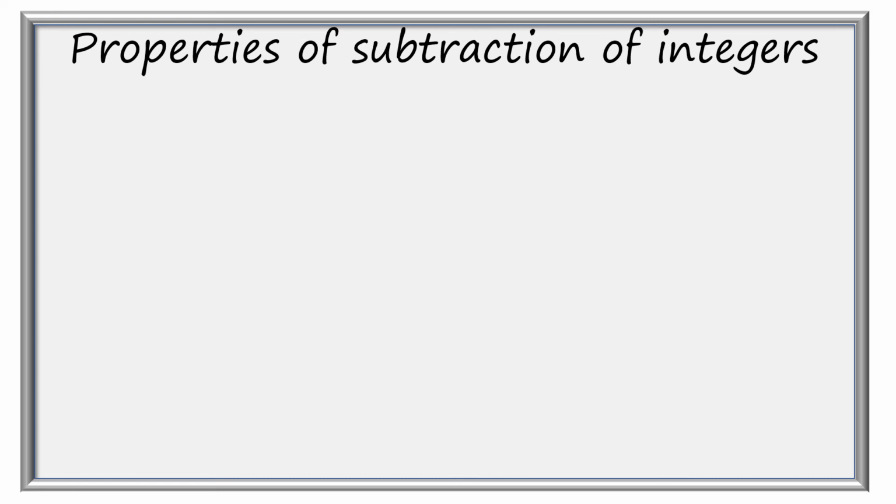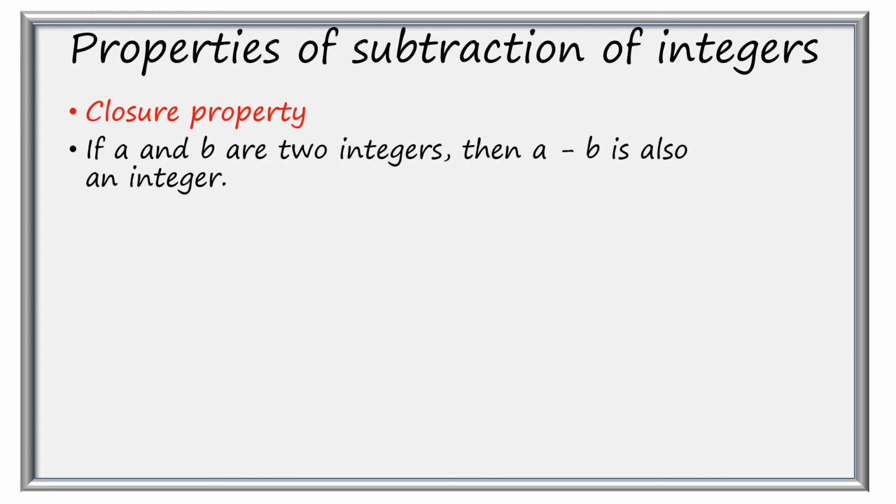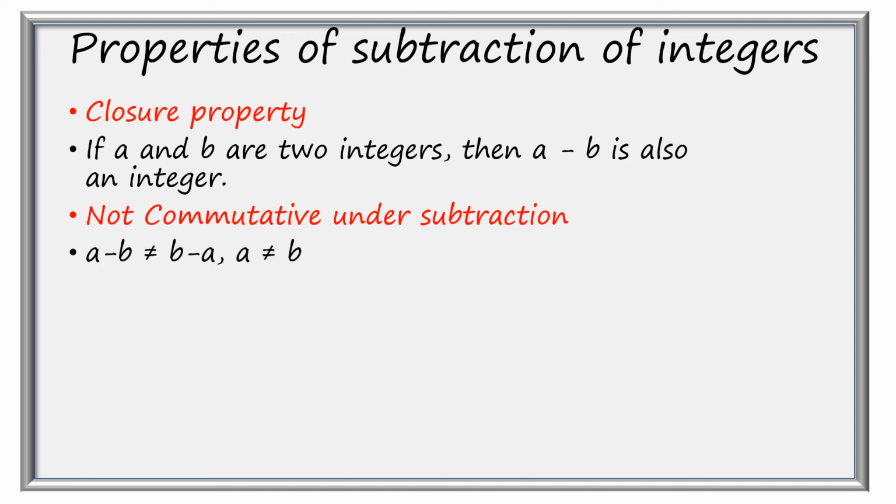Now let us see the properties of subtraction of integers. The closure property exists in subtraction of integers also. It means if a and b are two integers, then a minus b is also an integer. But the commutative property is not applicable under subtraction. It means a minus b is not equal to b minus a, where a is not equal to b. For example, 5 minus minus 6. If we subtract minus 6 from 5, we get 11. But if we change the order, minus 6 minus 5, we get minus 11. It means the answer is not the same.